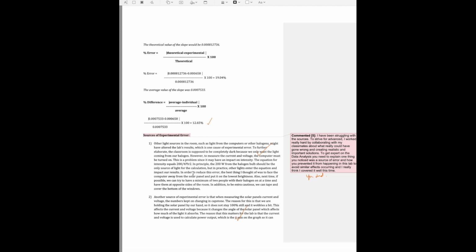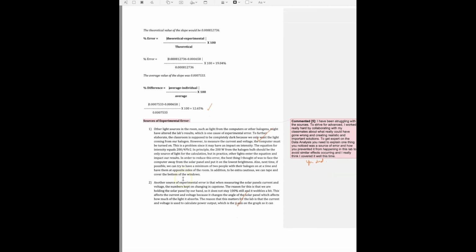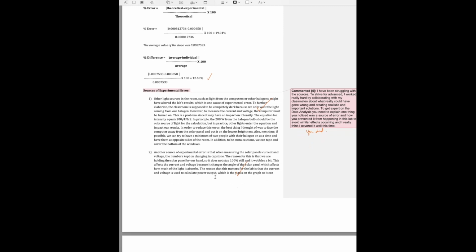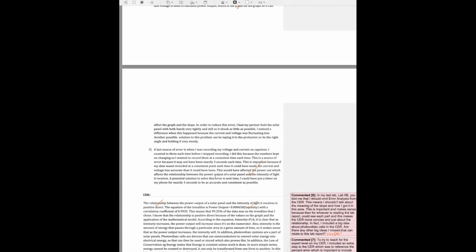Also, the angle of the solar panel was not necessarily constant or easy to arrange. So those are all issues that you could have mentioned. Some of you mentioned the variation of the voltage and the current, but we get such precision with those meters that that's a very minor thing compared to the other bigger things that I just mentioned.